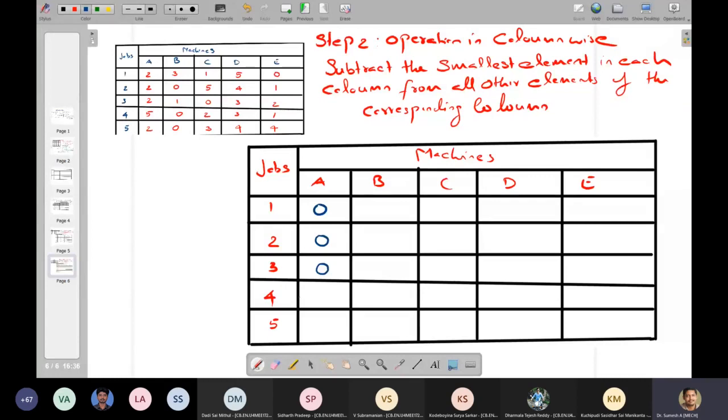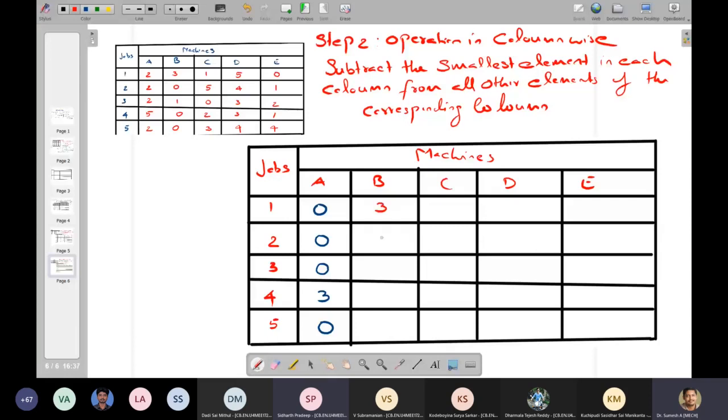Okay, what about column B? The lowest element in column B is 0. So there will be no change for column B. It remains as it is: 3, 0, 1, 0, 0.